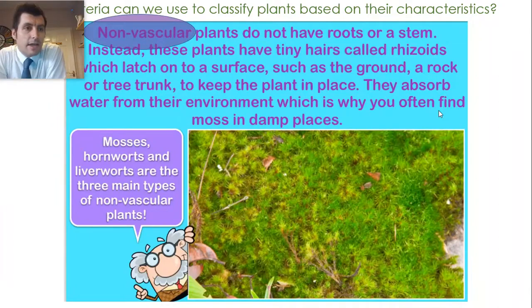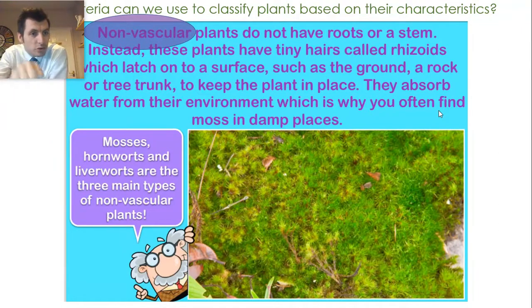Non-vascular plants don't have that root and stem. Okay, so if you think about the prefix non, it's going to be the opposite to that which it does have. Vascular does have roots and stem. Non-vascular does not have roots and stem. They have tiny little hairs called rhizoids, which latch on. Think about something latching onto you, latching on to a surface, such as the ground, a rock, or a tree trunk. And they keep the plant in place by doing that.